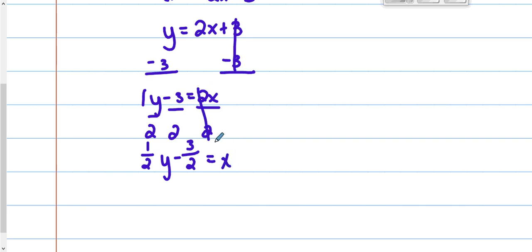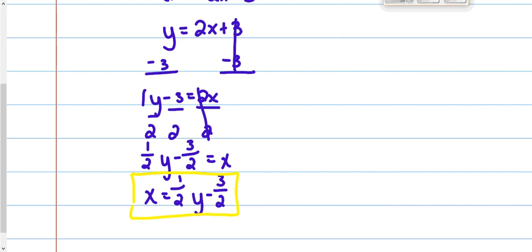Now, the one thing I am going to do is rewrite this with the x in the beginning. So x equals 1/2 y minus 3/2. And there we go. We've solved for x.